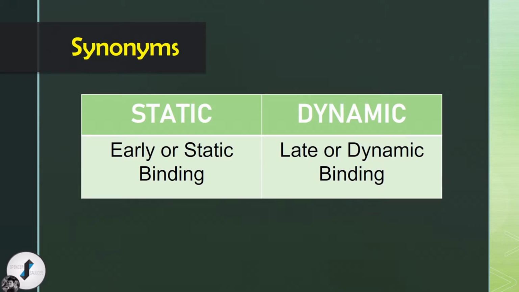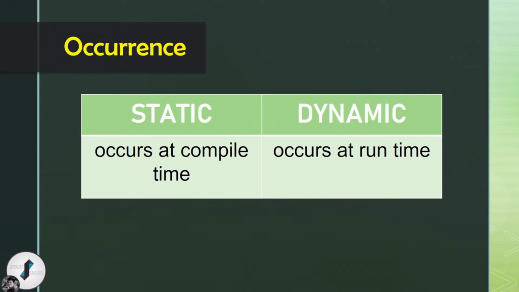So now that we understand polymorphism, let us differentiate static and dynamic polymorphism. In terms of synonyms, static is early or static binding, and dynamic is late or dynamic binding. In occurrence, static occurs at compile time and dynamic occurs at runtime.